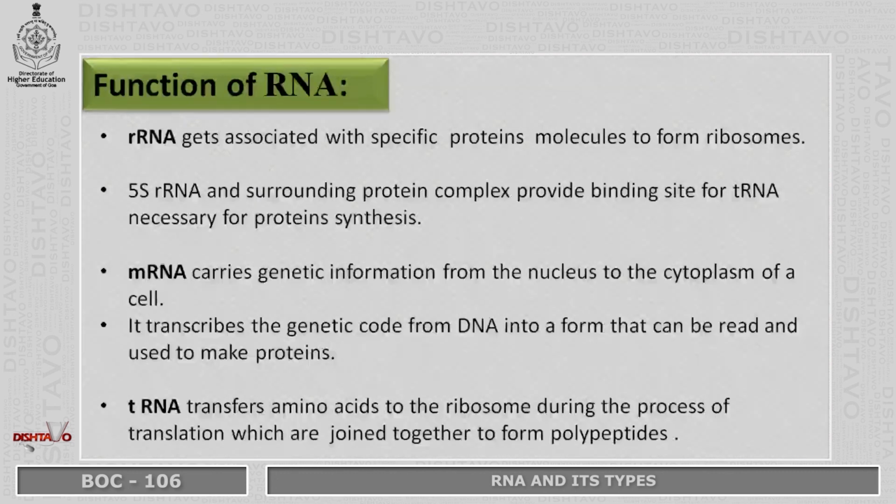mRNA carries genetic information from the nucleus to the cytoplasm of the cell. It transcribes the genetic code from DNA into a form that can be read and used to make proteins. tRNA transfers amino acids to the ribosomes during the process of translation, which are joined together to form a polypeptide.